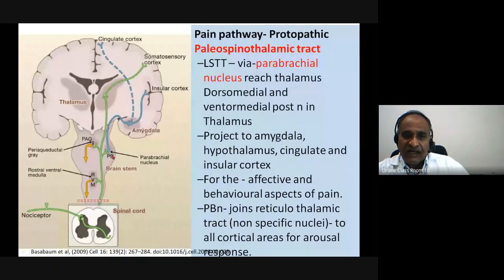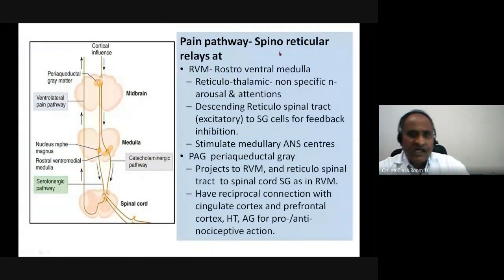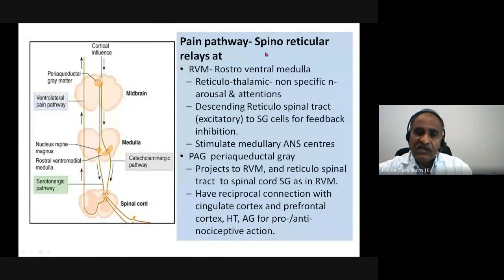Also, the parabrachial nucleus is a part of the reticular system in the medullary and the midbrain level, and that will also project to the non-specific nuclei of the thalamus, that is for the arousal response. The third component of the pathway is the spino-reticular pathway.